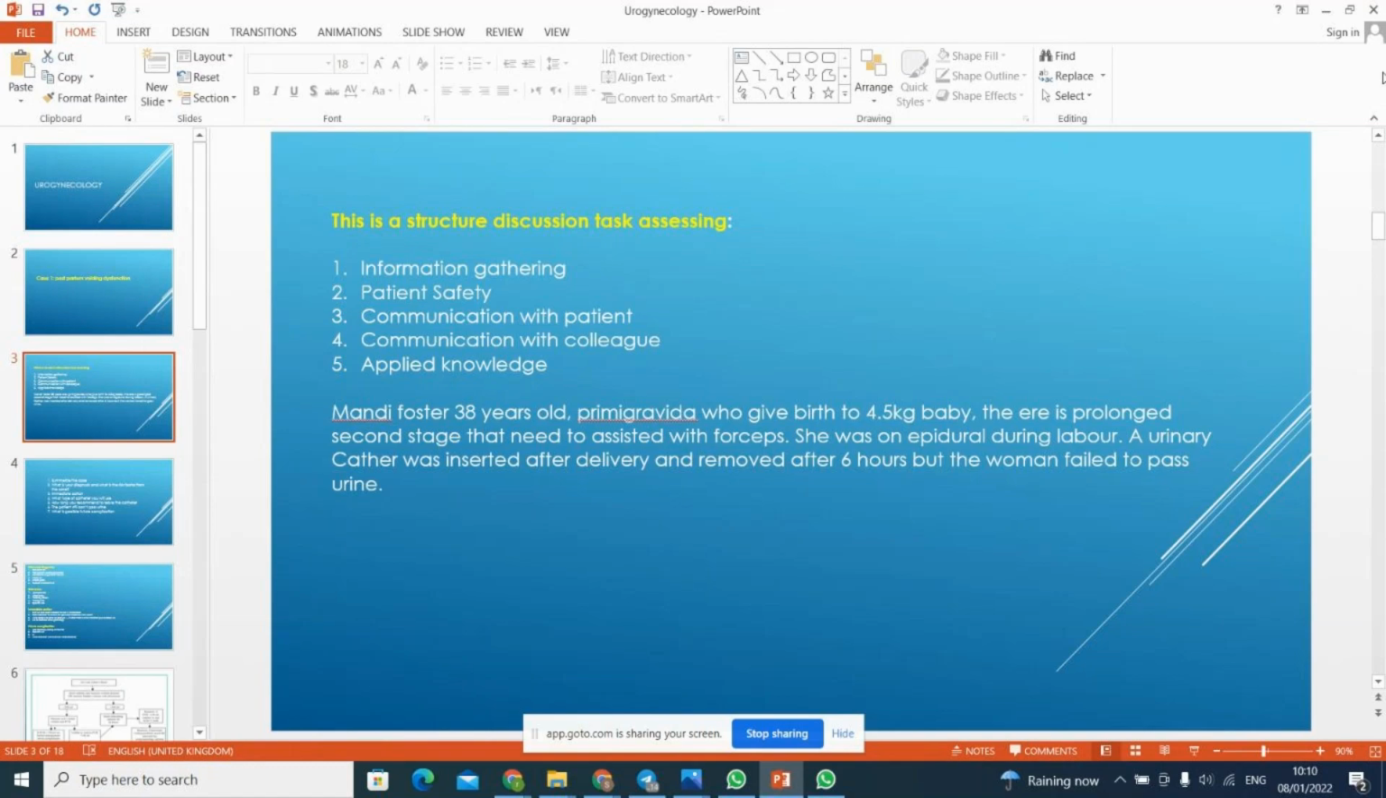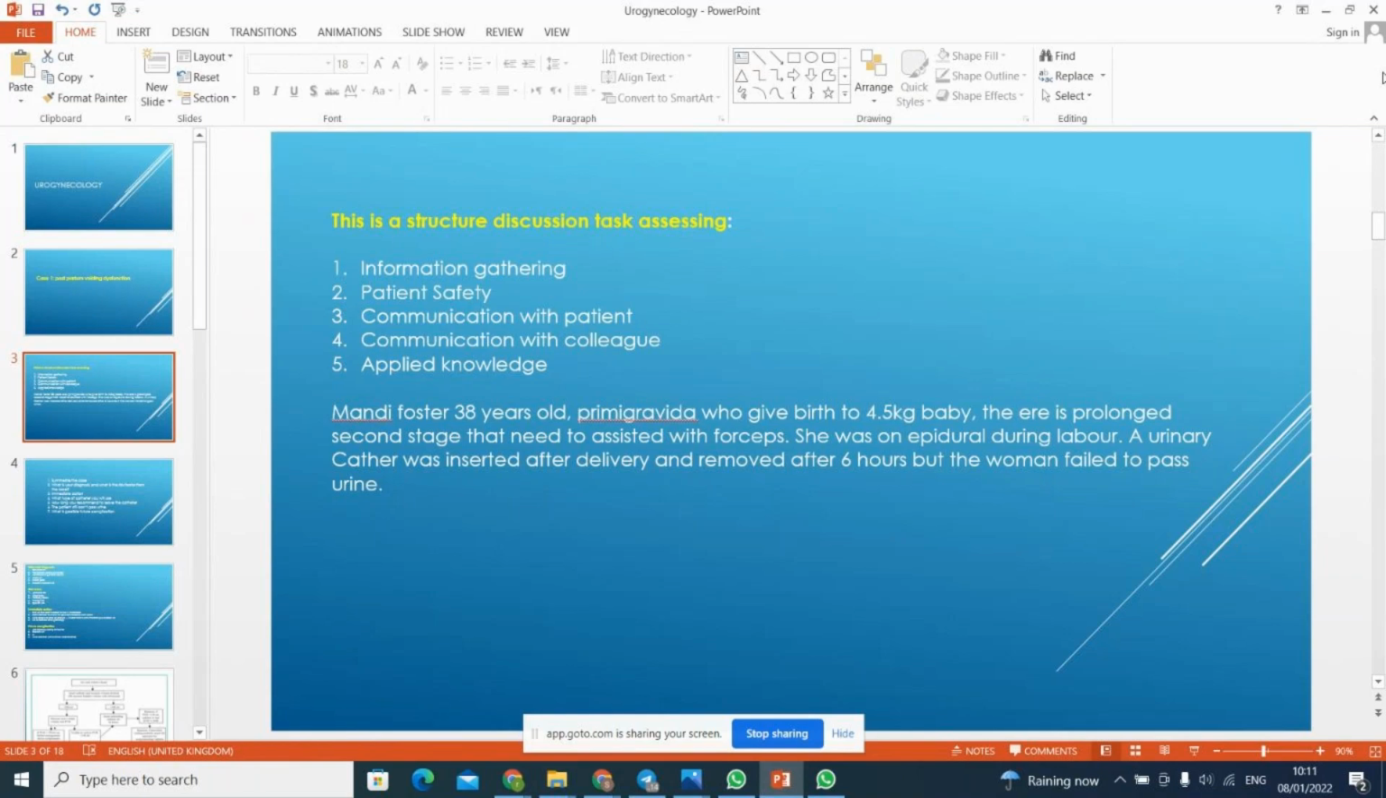The size will be 12 French, and the catheter can be latex or silicone, and I will insert it after ruling out any latex allergy. I would insert the catheter and measure the voided volume. If the voided volume is more than 500 ml, then I would need to keep the catheter for another 24 hours.